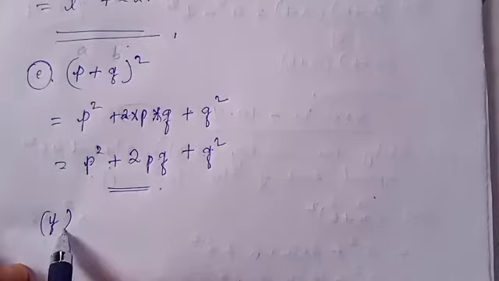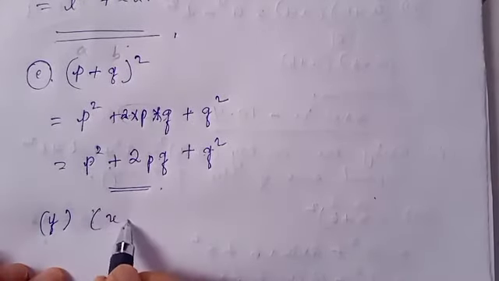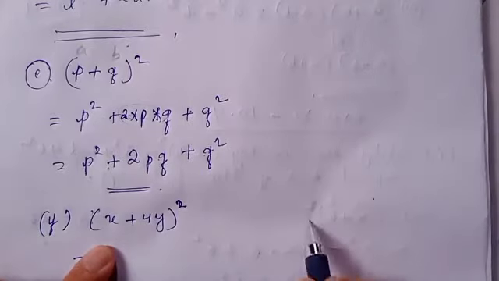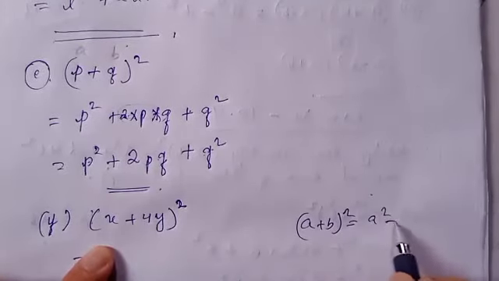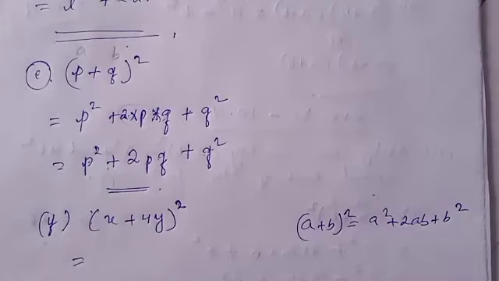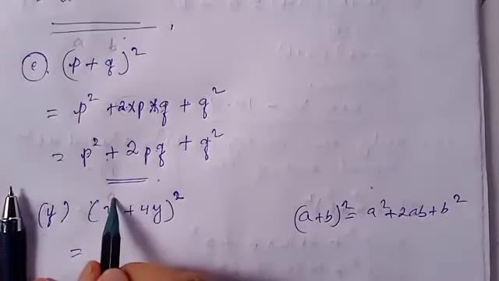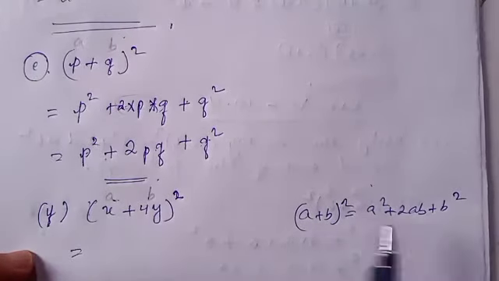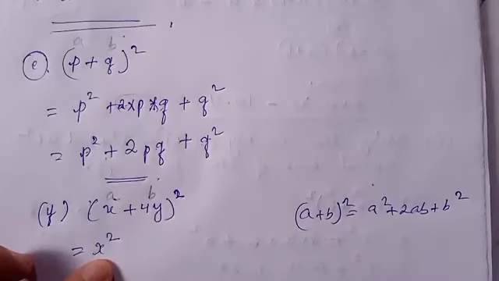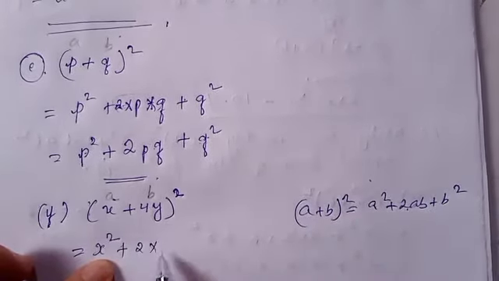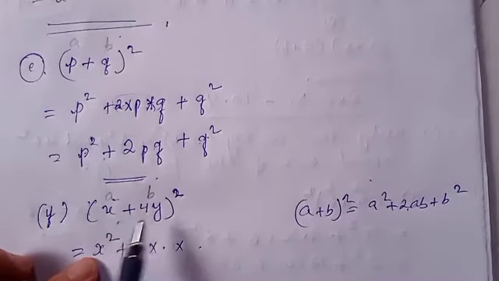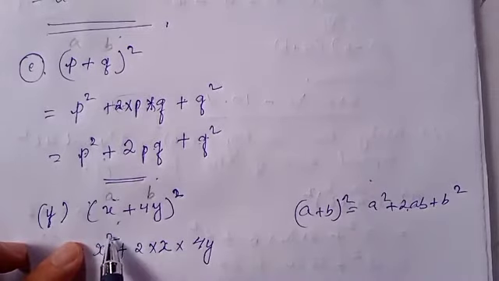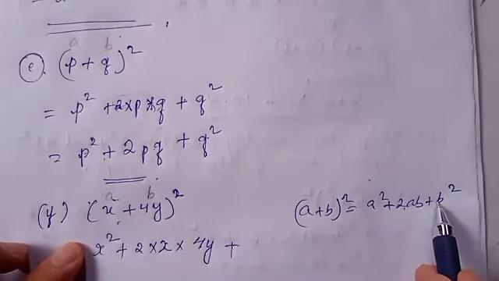Okay, let's try F. We have x plus 4y the whole square. Again, let's solve this question by using the identity. A plus B the whole square is equal to A square plus 2AB plus B square. Here x is in A's place, 4y is in B's place. So in the formula, the first one is A square, so here we write x square in place of A square, right? Next one, plus 2AB, 2 into A into B. Which one is A here? A is x. What about B? B is 4y, right? A square plus 2AB plus the last one, B square. Which one is B here?